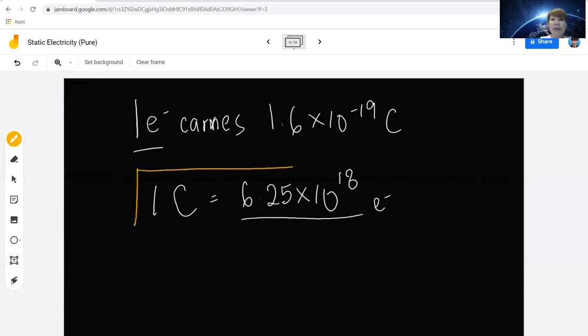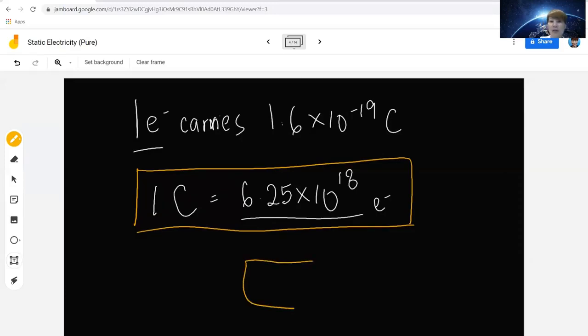We don't look at just one single electron, but we look at a basket of electrons. Assuming this is the basket, you put in exactly 6.25 times 10 to the power of 18 electrons in this basket. And we say that this whole basket is equivalent to 1 coulomb. So whenever we talk about 1 coulomb, it is always this large amount of electrons.